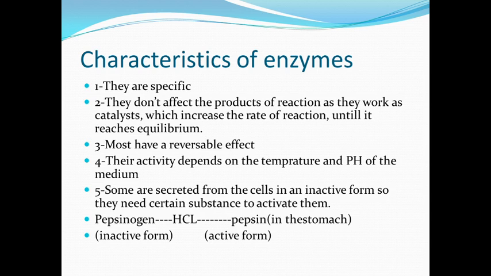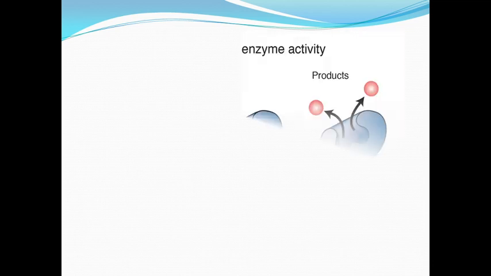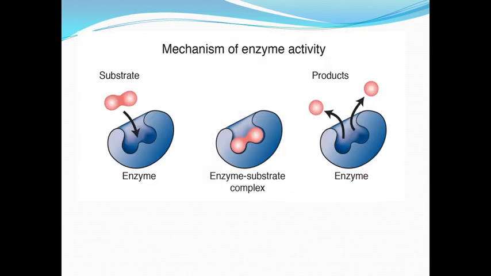This is a very nice diagram showing the mechanism of enzyme action. Can you see this is the substrate, and here is the enzyme? They form an enzyme-substrate complex. Can you see they bind together here? Then the enzyme breaks down the substrate into two monomers, and this is the enzyme here.